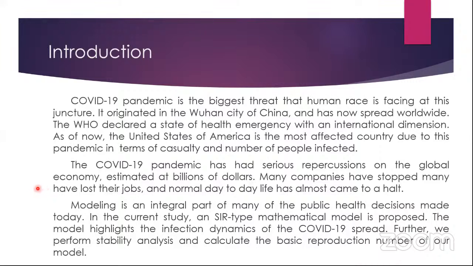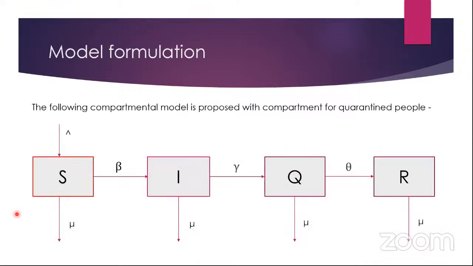Modeling is an integral part of the public health decisions made today. In the current study, an SIQR-type mathematical model is proposed. The model highlights the infection dynamics of the COVID-19 spread. Further, we perform stability analysis and calculate the basic reproduction number of our model.